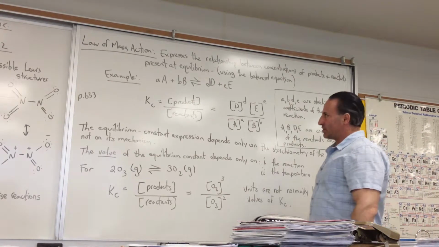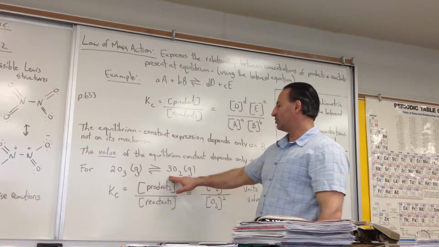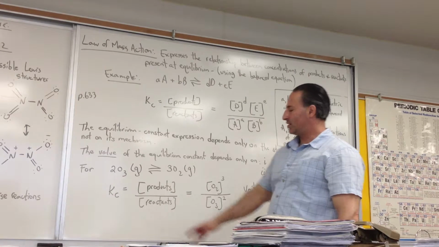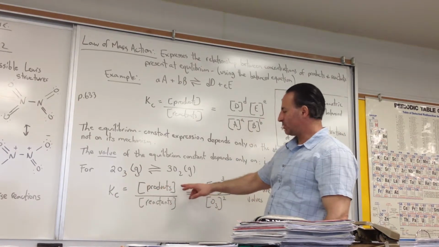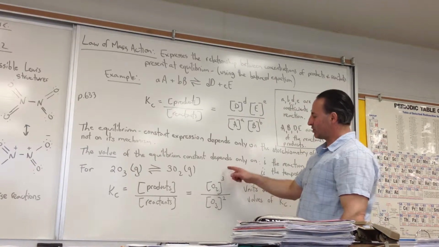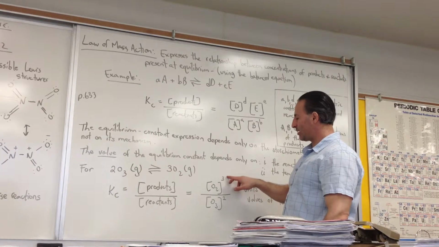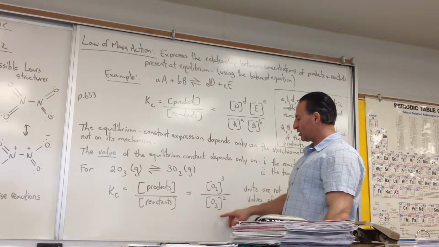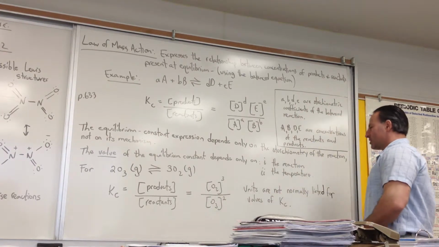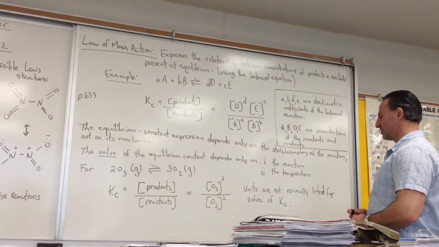As an example of these two things being applied, we have ozone turning into oxygen gas. Both of them are gases, and Kc, the equilibrium constant for that reaction, would be given by the concentration of products divided by the concentration of reactants, where the coefficients are used as powers. So the oxygen concentration raised to the power of 3 divided by the ozone concentration raised to the power of 2 will give you the equilibrium constant for that reaction. Normally units are not listed for values of Kc.